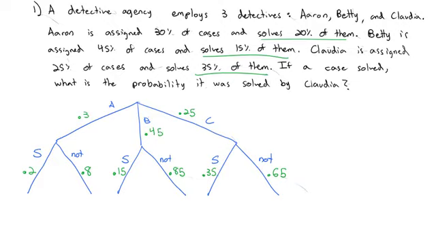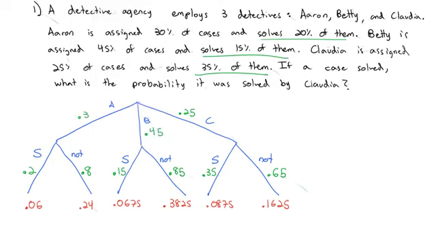We know from our tree diagrams that to figure out any individual result, we multiply down the branches. So Aaron solved: 0.3 times 0.2 is 0.06. 0.3 times 0.8 is 0.24. 0.45 times 0.15 is 0.0675. 0.45 times 0.85 is 0.3825. 0.25 times 0.35 is 0.0875. And 0.25 times 0.65 is 0.1625. These are our options.